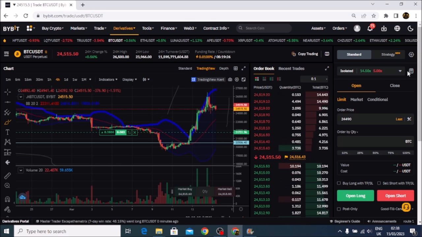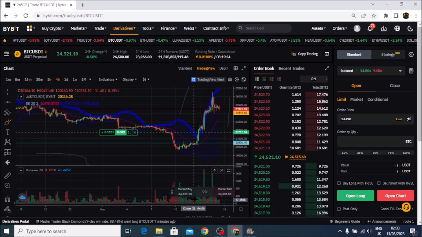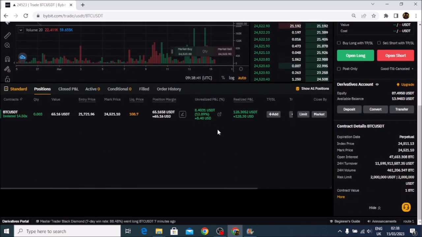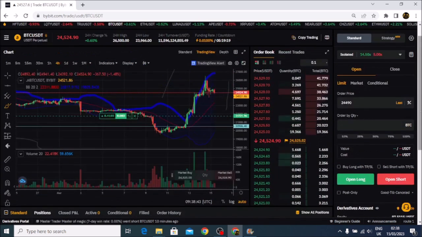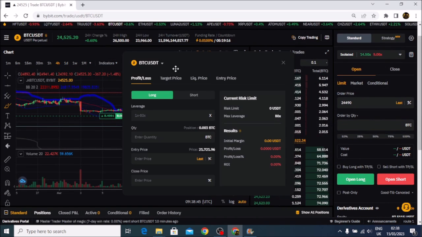Under here, if you want to see the liquidation price before you even enter a trade, you can select and see it. You can come to the calculator. This is how you can calculate. You see the profit that you're going to make. You put in the leverage that you have selected, the quantity that you have put in the trade, and the entry price. You put the closing price. Here they will show you the profit that you will make, the total loss or the percentage, and the return on investment. The same applies to target price, liquidation price, and entry price.